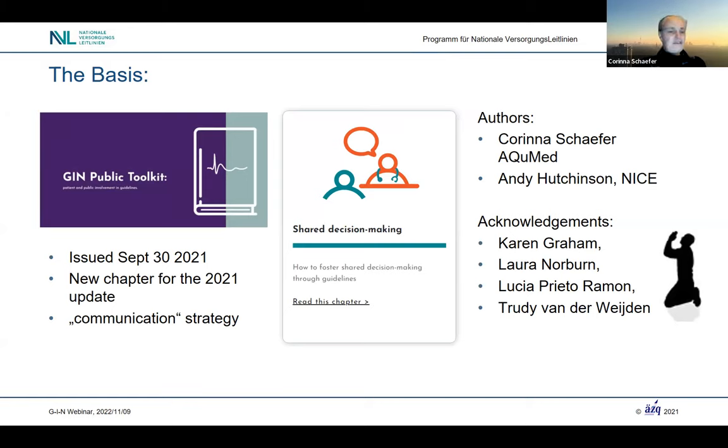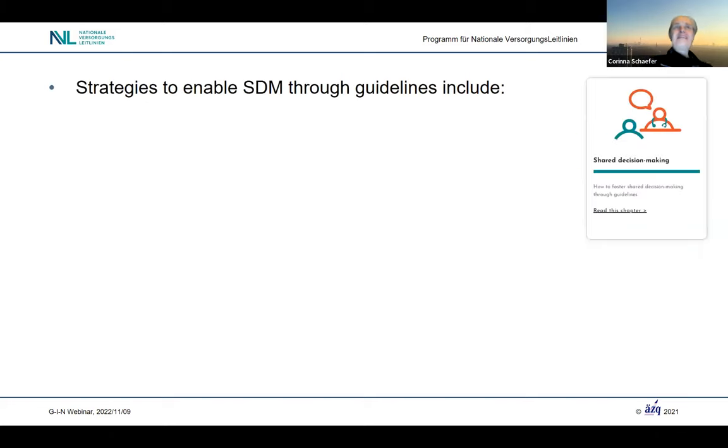And we had some acknowledgements and important comments from very kind colleagues from Spain, from the Netherlands, and from the UK and Scotland. Scotland is UK, sorry. So England and Scotland. Okay. And there we list some strategies that might enable shared decision making through guidelines. These strategies have first been discovered in a kind of workshop with guideline experts, and they have been explored further in different guideline communities.